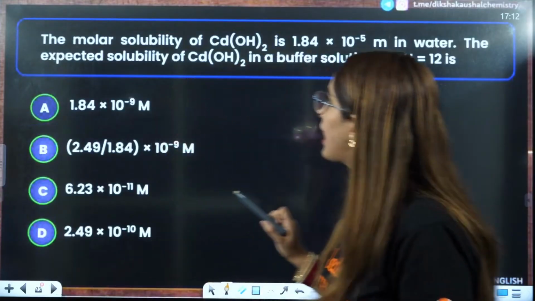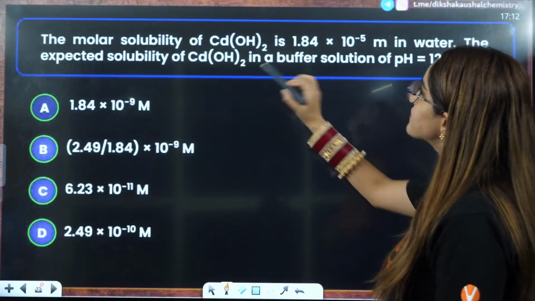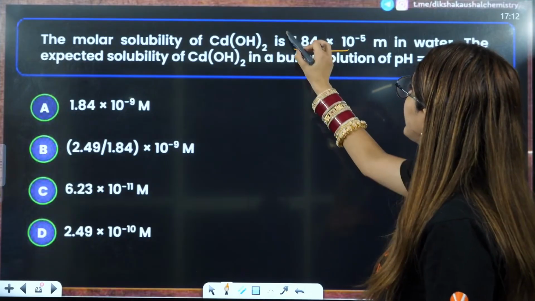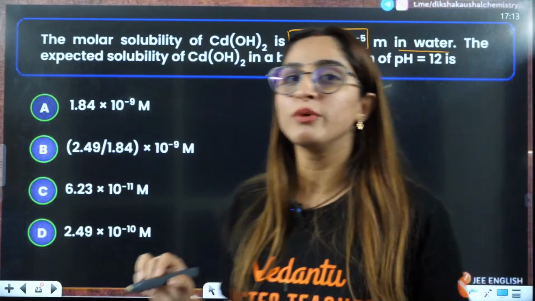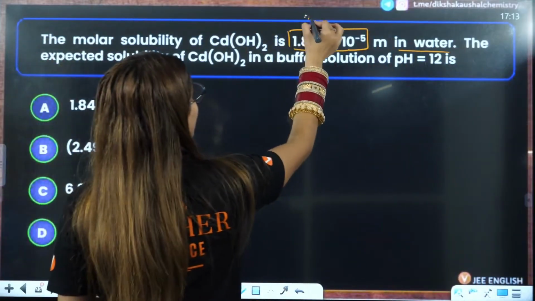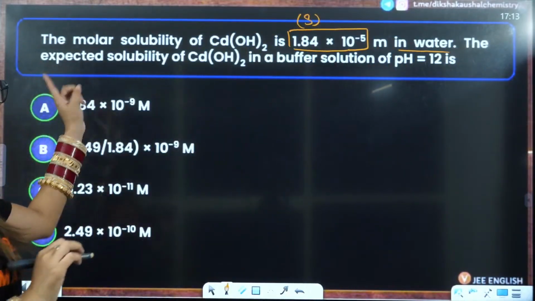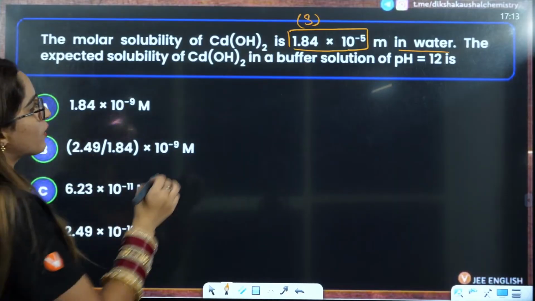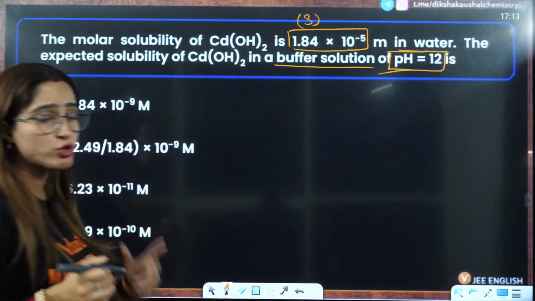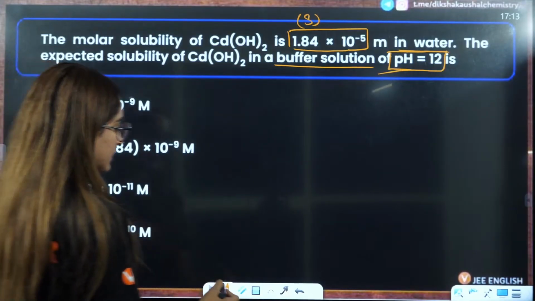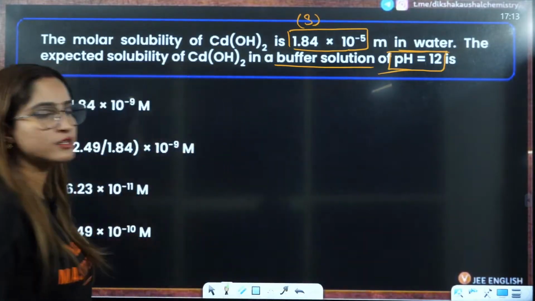Next question we have: the molar solubility of Cd(OH)2 is 1.84 × 10^-5 M in water. Molar solubility is given to you. That means solubility S is given to you, right? The expected solubility of Cd(OH)2 in a buffer solution of given pH is asked. So two concepts are applied here, and you'll solve by those two concepts.